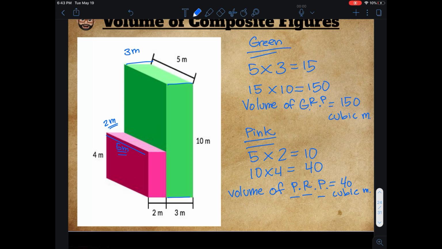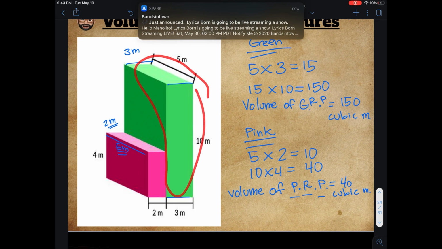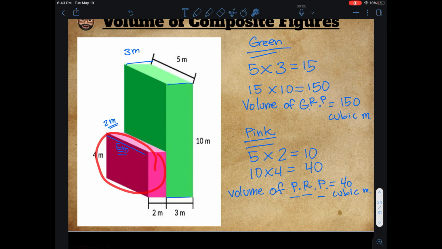Now I know the volume of the green rectangular prism and I know the volume of the pink rectangular prism, and I'm just going to add those together. So I've got 150 cubic meters plus 190 cubic meters.